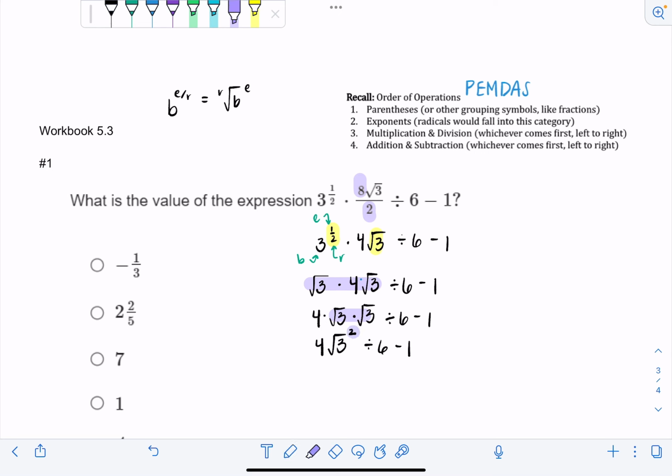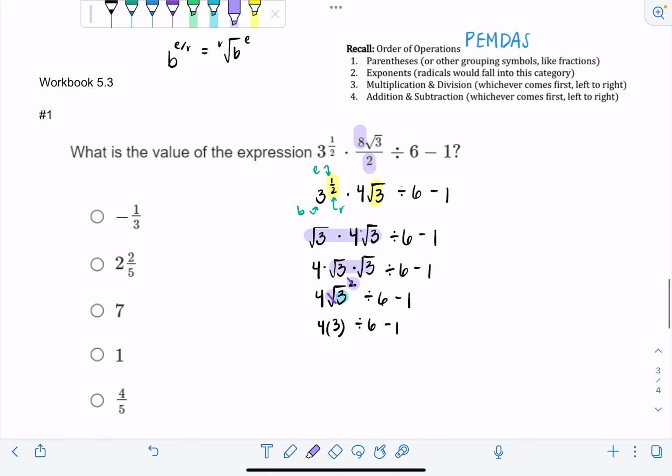Squared, like exponents, like the second power and a square root, are inverse operations of each other, so they cancel each other out. So I would just be left with that 3 that's inside of the radical. So this would become 4 times 3 divided by 6 minus 1. And then now I can just go ahead and multiply the 4 times 3. So 4 times 3 is 12 divided by 6 minus 1.